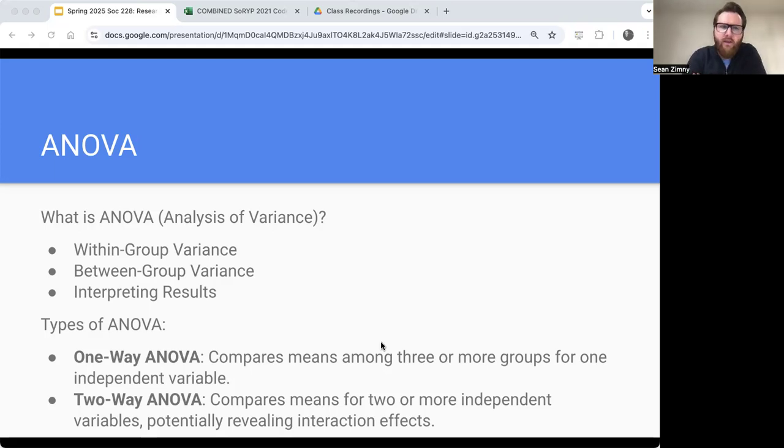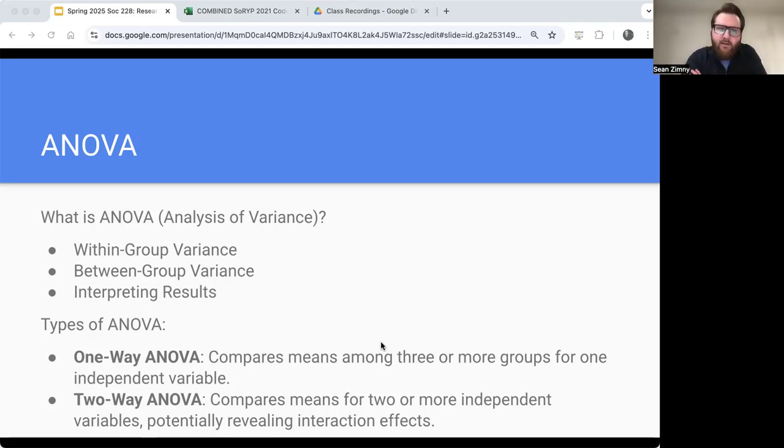Number one, starting with within group variance. In ANOVAs this measures how much the values of the dependent variable differ within each group. Smaller within group variance suggests more consistency in the group. Now, between group variance measures how much the group means differ from the overall mean. So larger between group variance suggests greater differences between the groups. You can see the difference between those two. Again, we're comparing how spread out the data is.